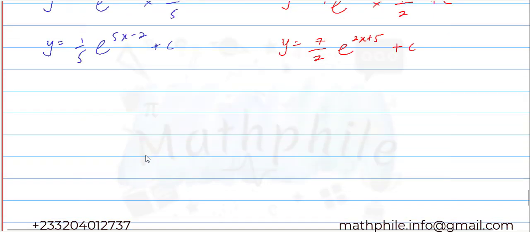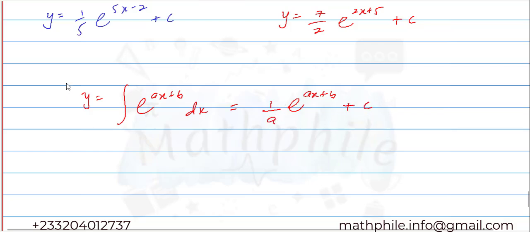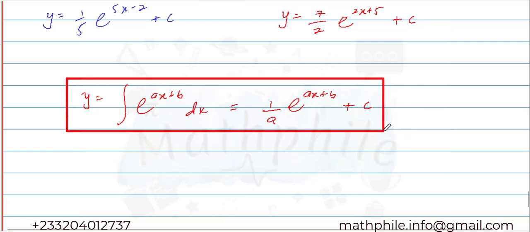So in summary, we can say that when you've got y equal to the integral of e raised to the power ax plus b dx, then the answer to this is going to be e raised to the power ax plus b repeating itself, then multiplied by 1 over the differential, so 1 over a, plus c, and that is the integration of exponential functions of that form. So let me just put a nice box around it.